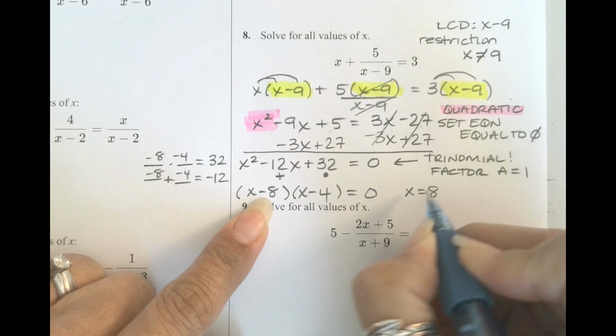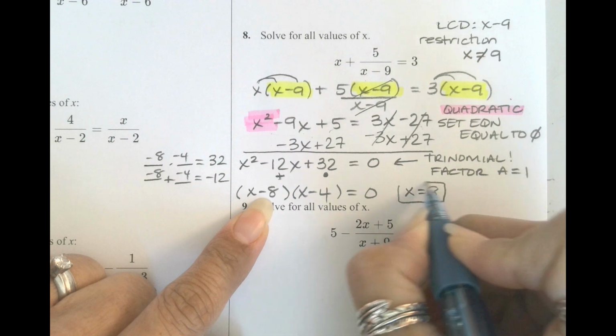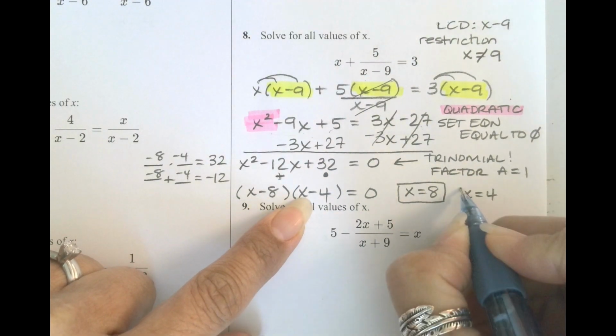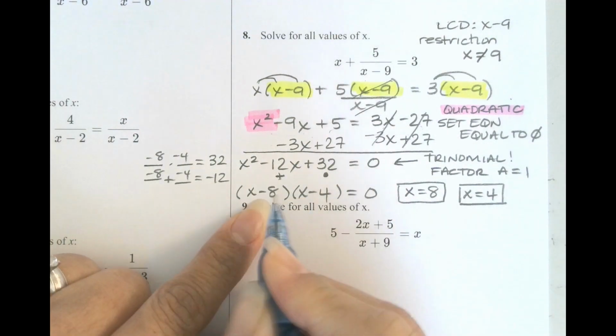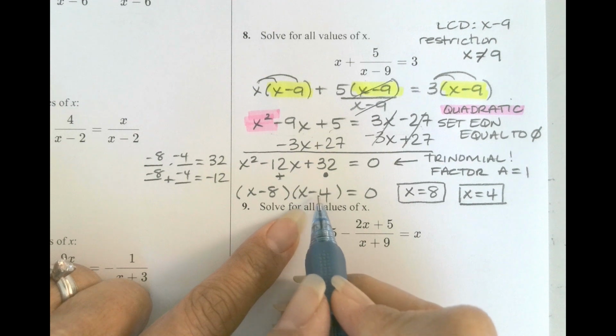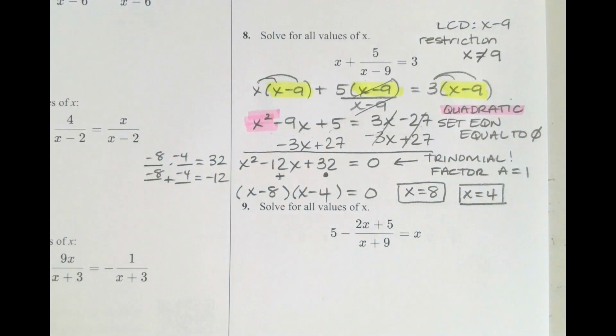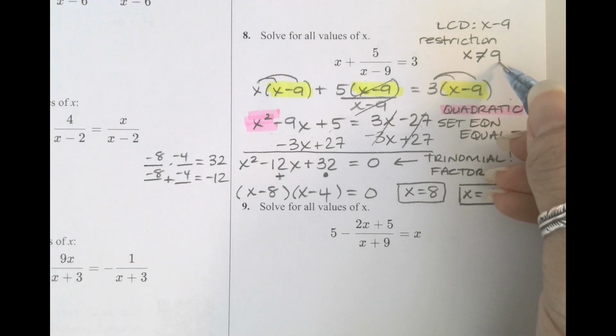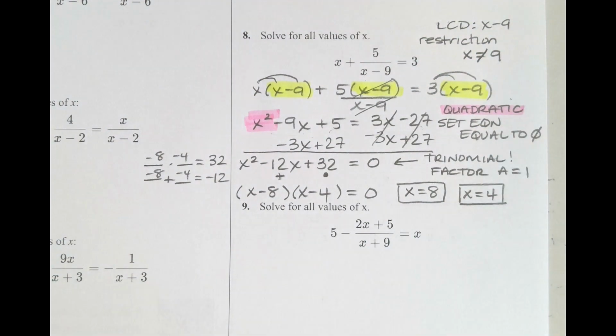So x is going to be 8, and set this equal to 0 and solve, x is going to equal positive 4. Why? Because I have to add 8 on both sides to solve for x. I need to add 4 on both sides to solve for x. Neither one of those were restrictions. Only 9 was restricted. So enter those x values into Delta Math separately. Okay? Any questions?